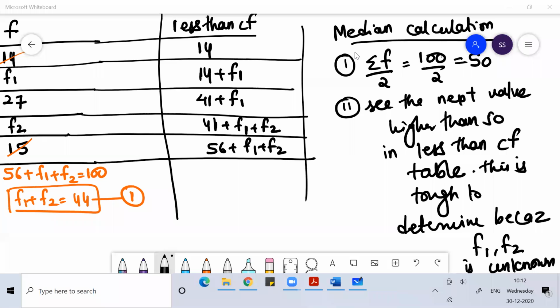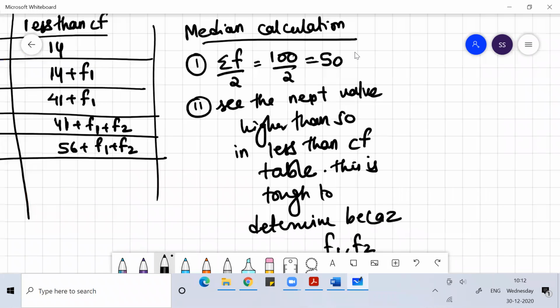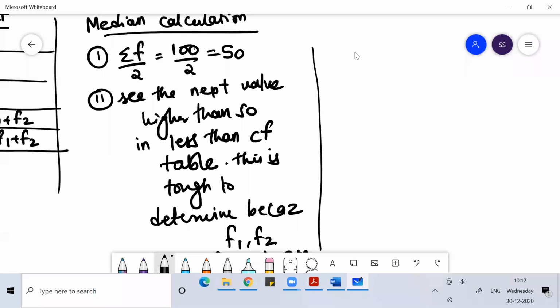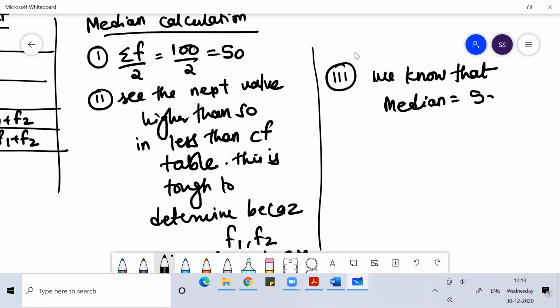So what I can understand from this is that this way I cannot do. This is going to a dead end. Now nothing I can do. But if I use my common sense, I know that the median is 50. We know that the median is 50.